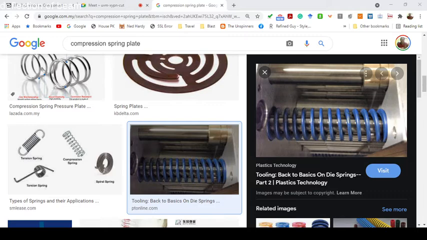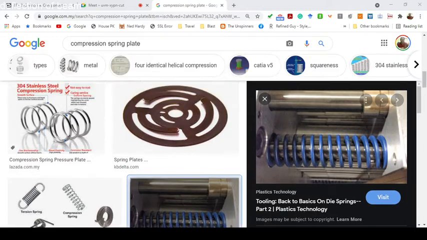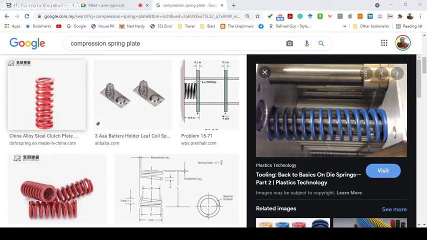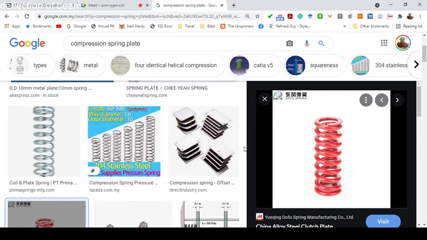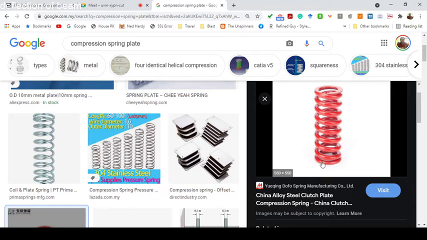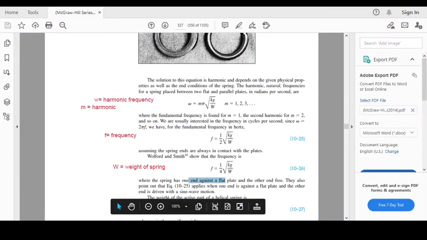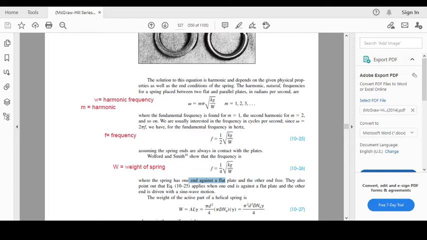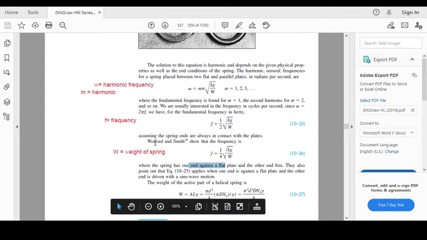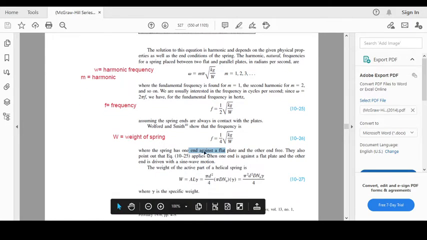But when only one end is attached to a plate like this, and the other is free like this, then you have to use the equation one quarter of it, one quarter square root of kg per W. This is two conditions. Don't be confused.